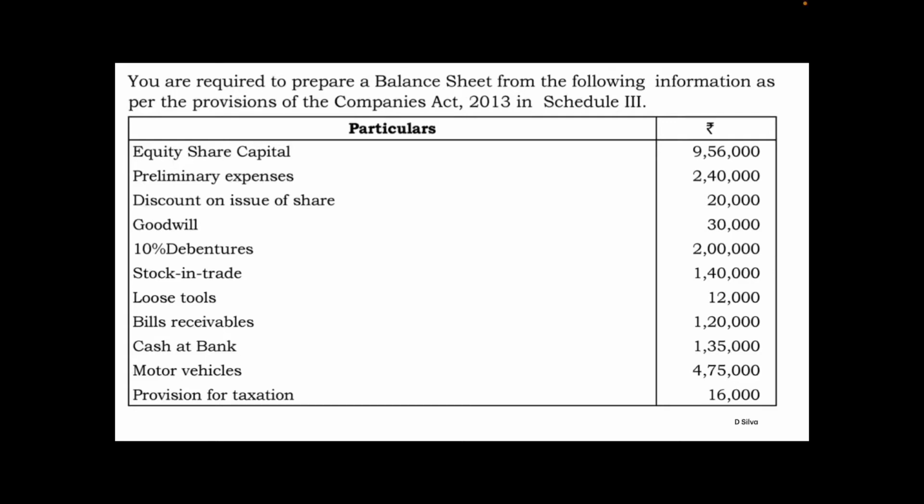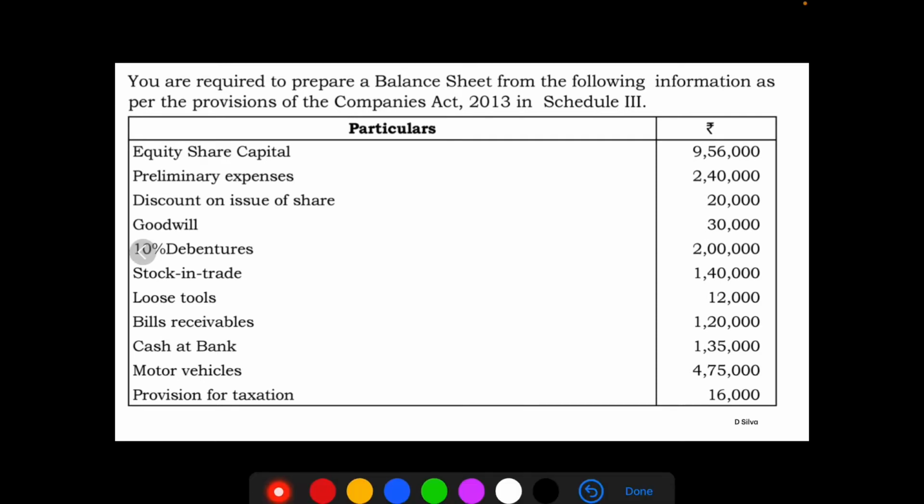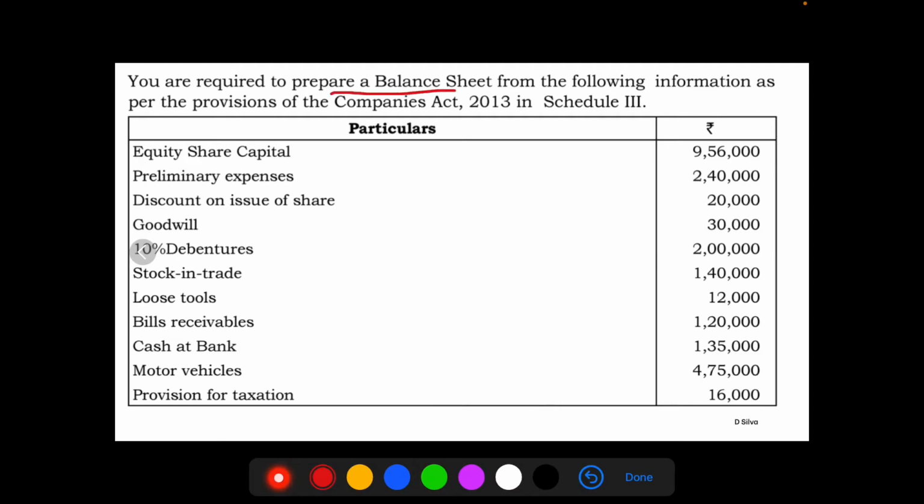Students, you're required to prepare a balance sheet for the following information as per provision of Companies Act 2013, Schedule 3. Equity share capital, preliminary expenses, discount on issue of share, goodwill, 10% debentures, stock in trade, loose tools, bills receivables, cash at bank, motor vehicle, provision for taxation. So students, from this question, first and foremost, we need to prepare the balance sheet as per the provisions of the Companies Act 2013. Equity share capital will be shown under the heading Share Capital.